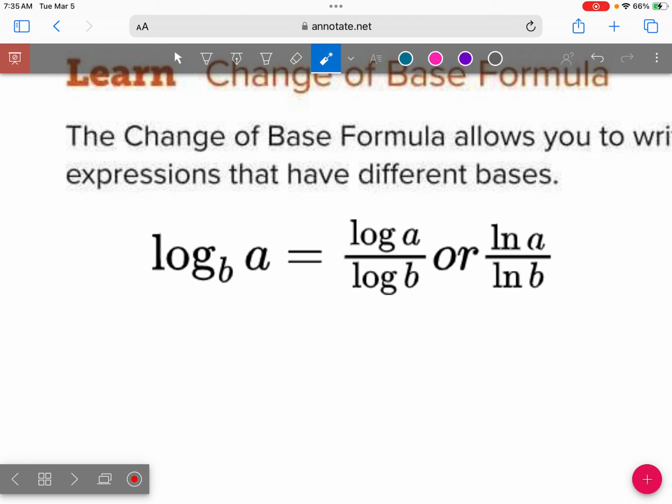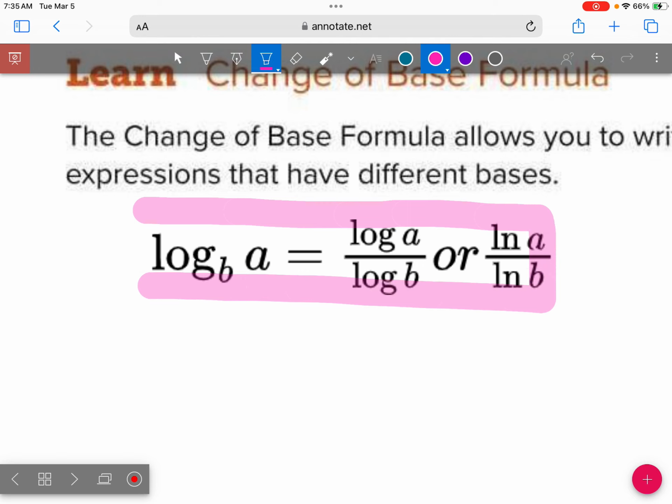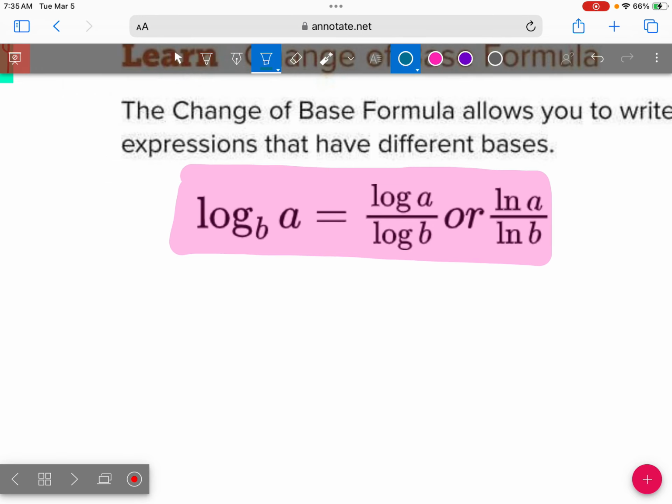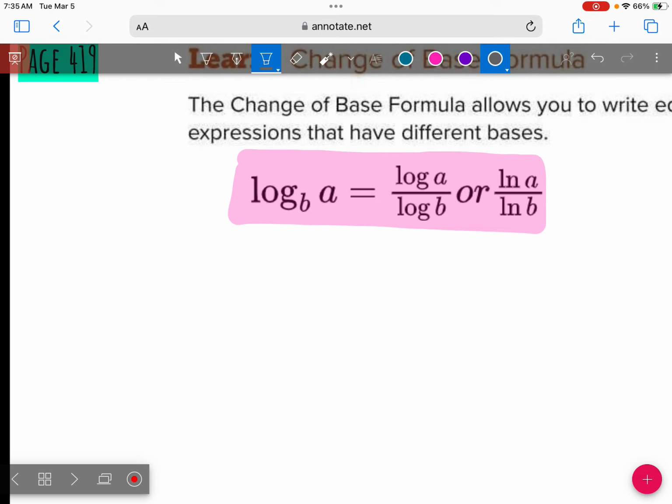So you're going to want to have this down. And it genuinely does not matter if you use natural log or common log, whichever button you prefer. Because what we do is we're going to take our log, whatever log we have. So if we had, for example, I'm just making one up right now, log base 5 of 12.